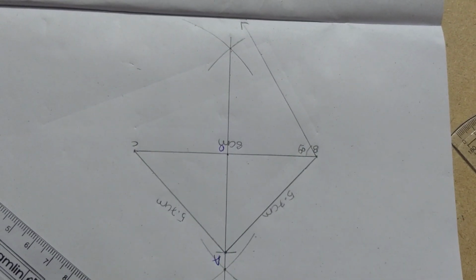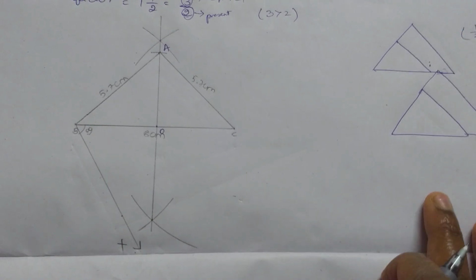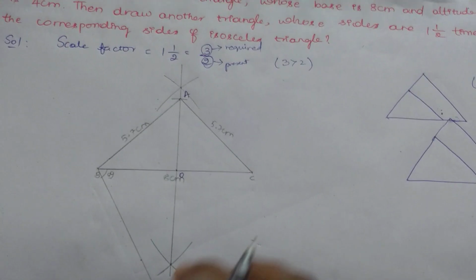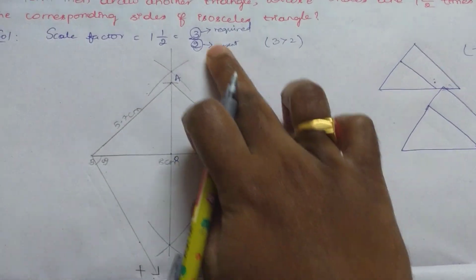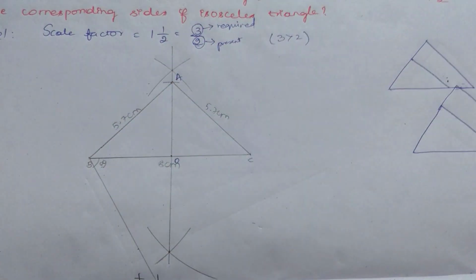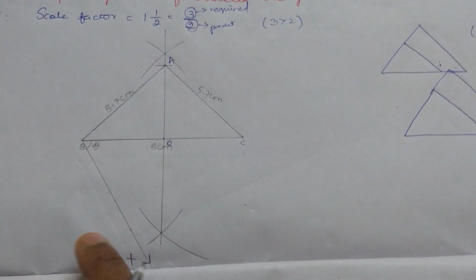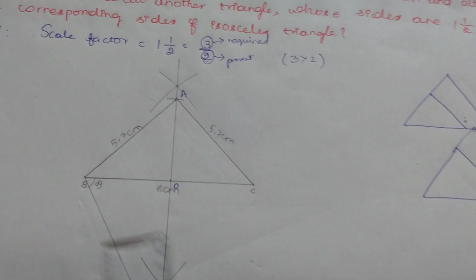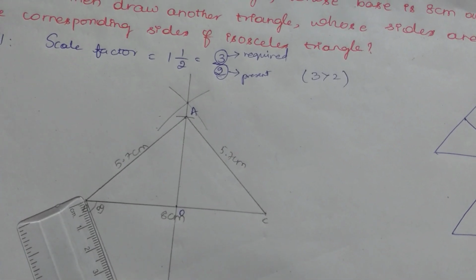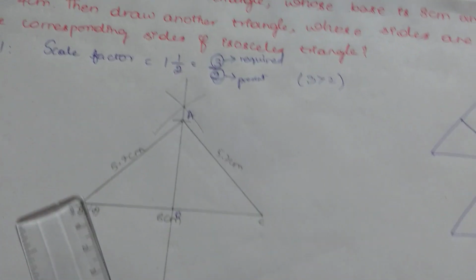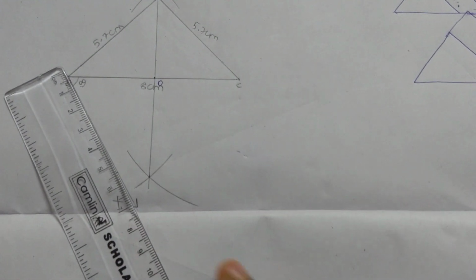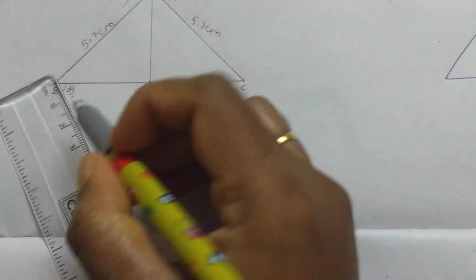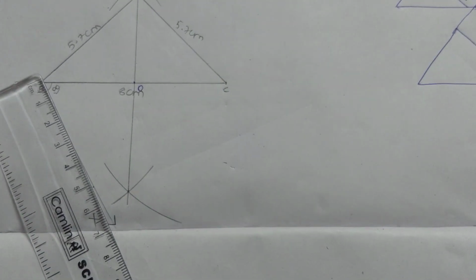After drawing the line, the next step is to plot the points on the ray BX. So this is the ray BX. How many points do we have to plot? Which is the higher number here? It's 3 that is the higher number. So 3 points have to be plotted here which are equidistant from each other. I will take measurements such that each point is 2 centimeters apart from each other.